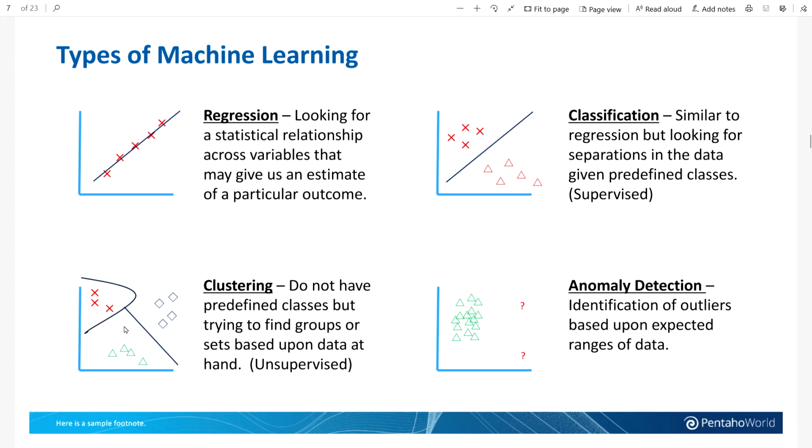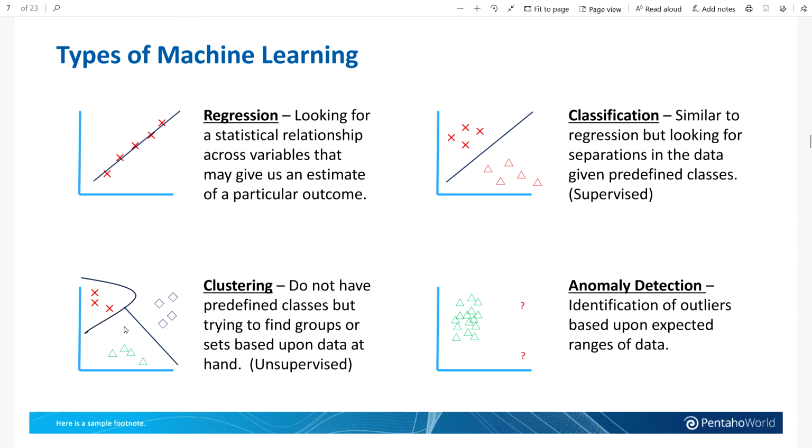Supposedly if a company is earning $10 million in 2016, it might be able to earn, say, $20 million by 2020. So we are trying to find out the statistical relationship that is present across variables.